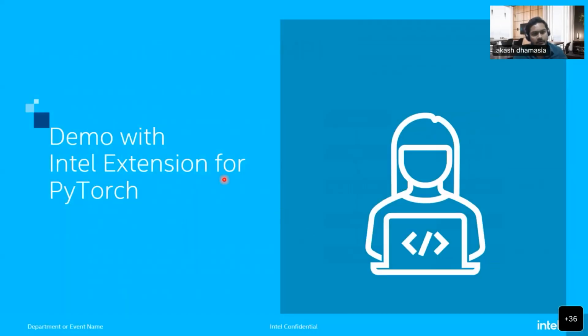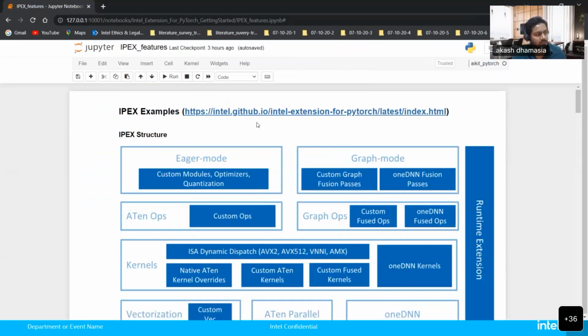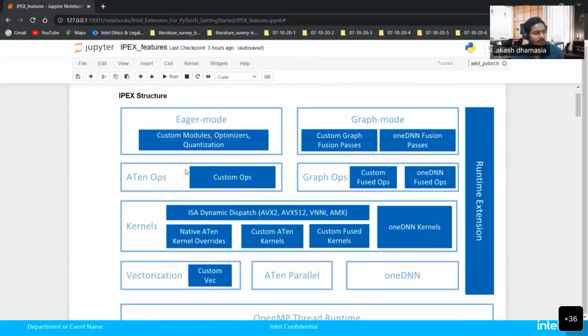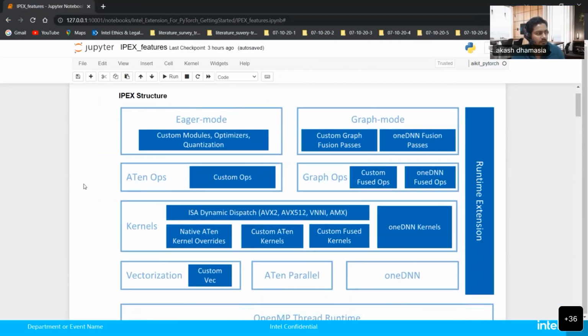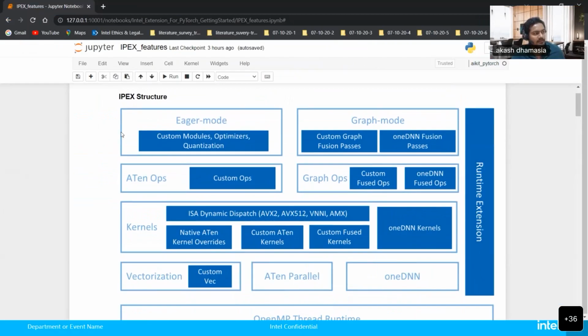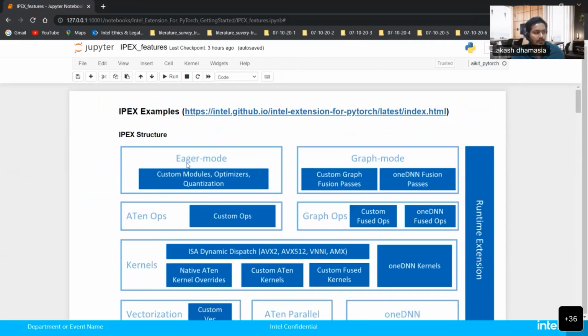Next, I'm going to show you a small demo with the Intel Extension for PyTorch. Here you can see the different types of features which Intel Extension for PyTorch offers. I hope you are able to see this demo. This is a Jupyter notebook. If it is not visible, please let me know. So in this IPEX structure, I said it is divided into two modes: eager mode and graph mode. Eager mode is also called imperative mode.